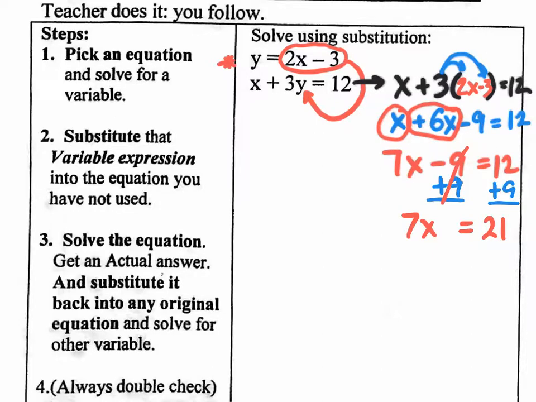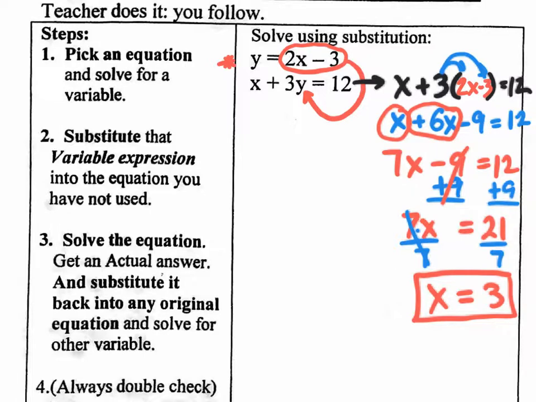7x equals 21. That really is saying 7 times x equals 21. We could already see the answer is going to be 3. But to get rid of multiplication, you do the opposite, division. So you're going to divide by 7, cancels out. The x comes down, the equal sign comes down. 21 divided by 7 is 3. And ladies and gentlemen, we have one answer. And that was step 3. We solve the equation, we get an actual answer.